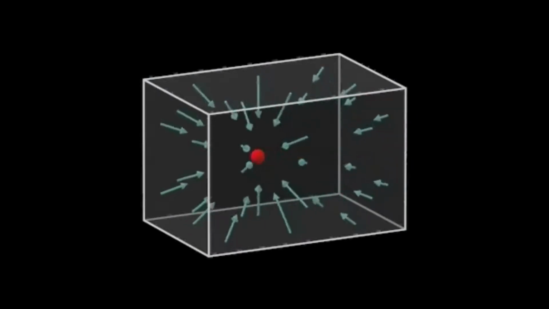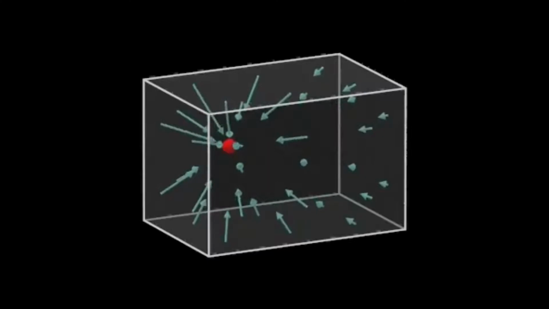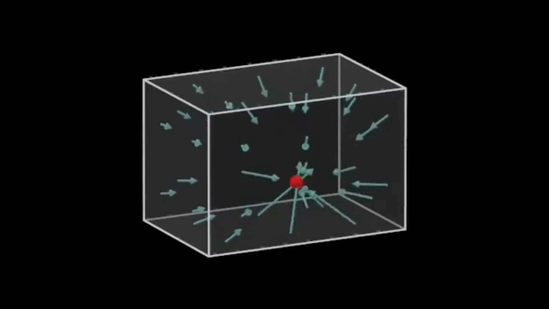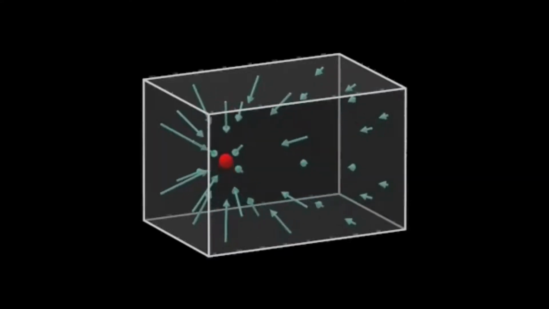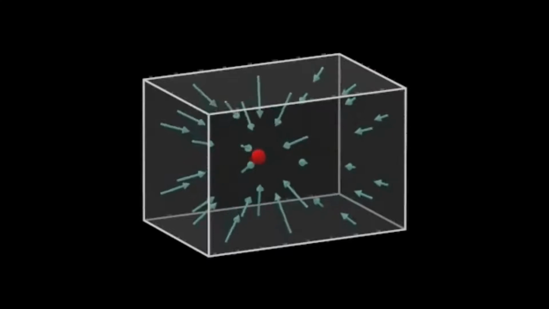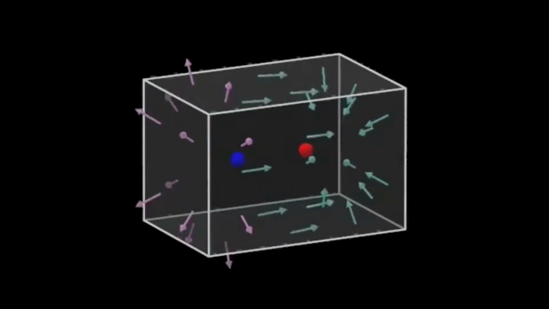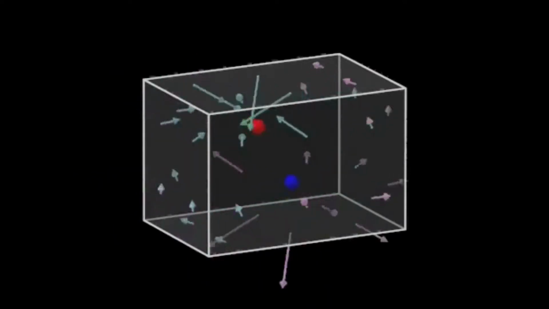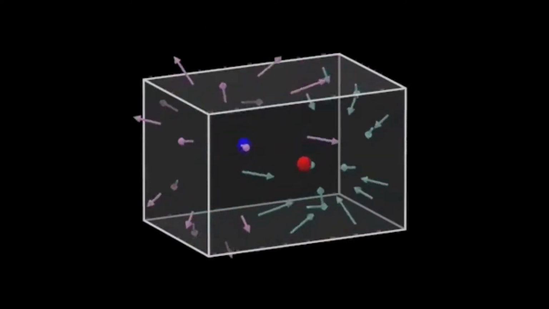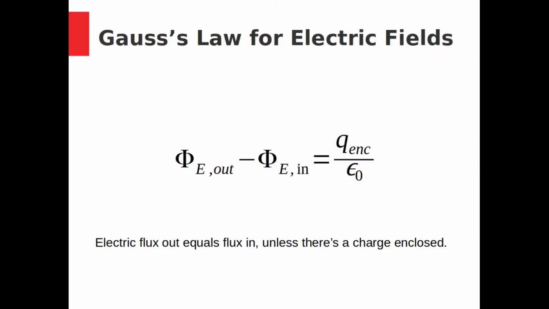Vice versa, if the Gaussian surface contained more electrons than protons, there would be more electric flux in than out. But if the number of protons and electrons are balanced, then you would once again have a balance between the flux in and the flux out. If we express this as an equation, we would write it like this. This is Gauss's law for electric fields.